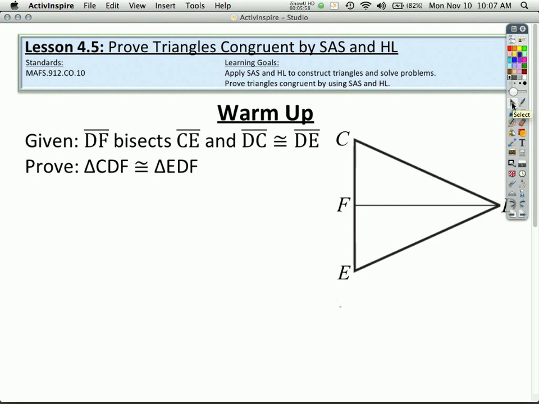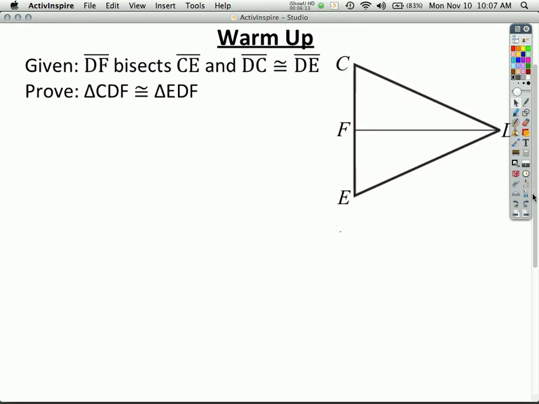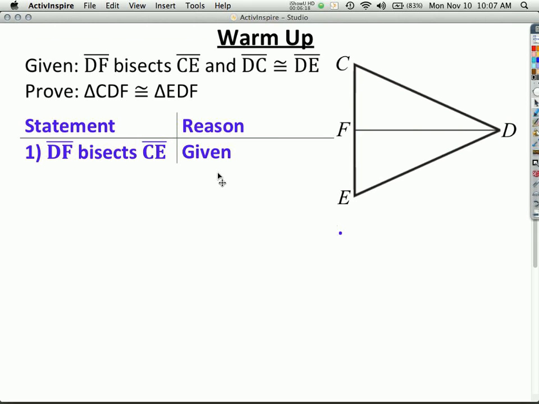Zabari, how many statements are in your proof? 5. Dalton, how many are in yours? 4. Anyone have something different? How many are in yours? 4. Okay, so here is my proof, and it does not mean that mine is the only way. It means that it is one efficient way of doing it. So I started out by using one of the givens.